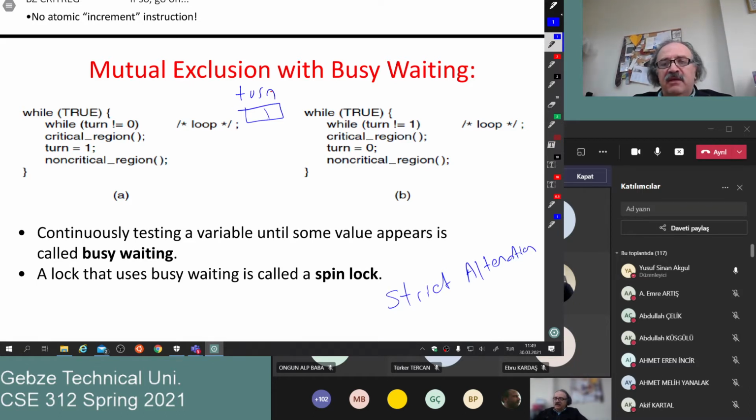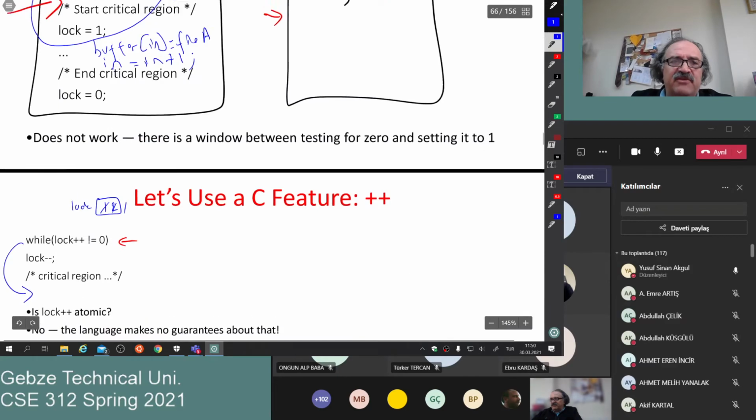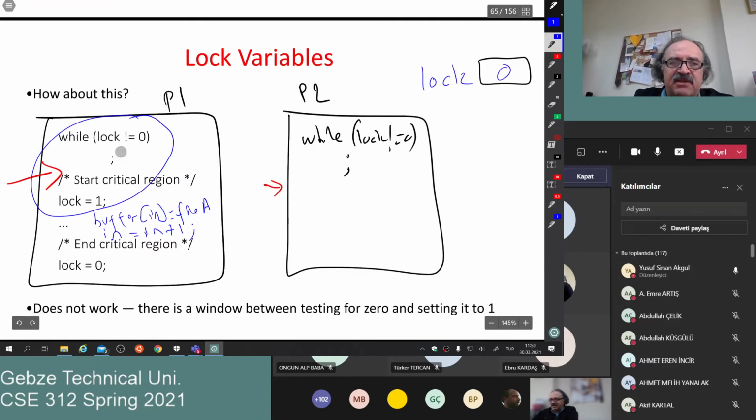Okay, so strict alternation is a good solution to this race condition to enter the critical region, mutual exclusion. Again, this is busy waiting, and the technique that we use for busy waiting is called spin lock. A lock that uses busy waiting is called a spin lock. So this is a spin lock because it spins all the time. Previously we tried to implement the same thing. There is a spin lock here.